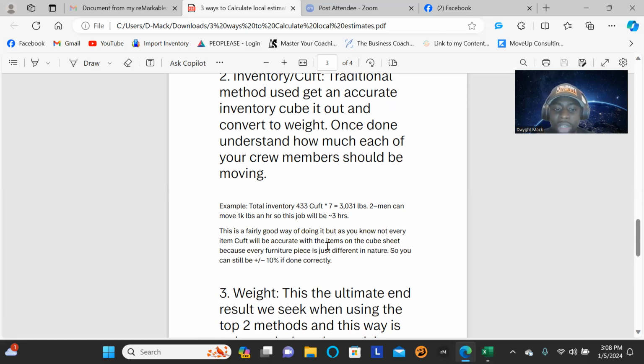But as you know, not every item's cubic feet will be accurate. So even if we use a cubic feet that's in the CRM, that by default was placed there, if that customer has a huge king bed and you just put king bed in, and a king bed in the system is like 300 cubic feet, but their king bed is a true 400 or 500 cubic feet, that's where you still become a little inaccurate. You're pretty close, but everybody's home is going to be different.